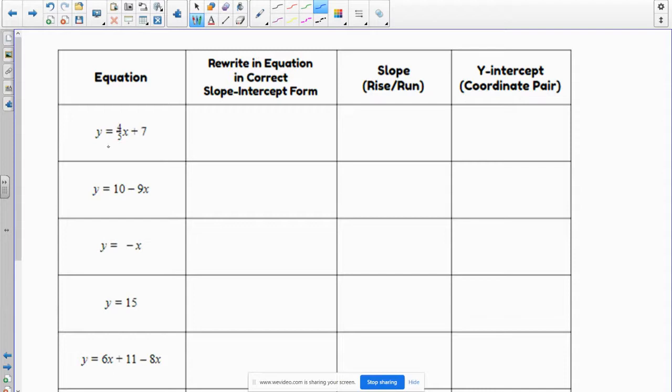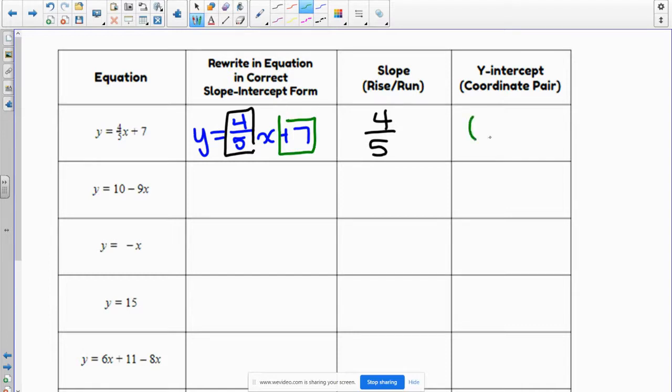If we look at this first one, notice it is in y equals mx plus b form, so we don't have to rewrite it. We're just going to put it back into y equals 5x plus 7. And the slope, remember I said, was the coefficient of the x, which is the m value, so that's 4 over 5. And the y-intercept is that last term, so y equals mx plus b, where in this case it's 0, 7.